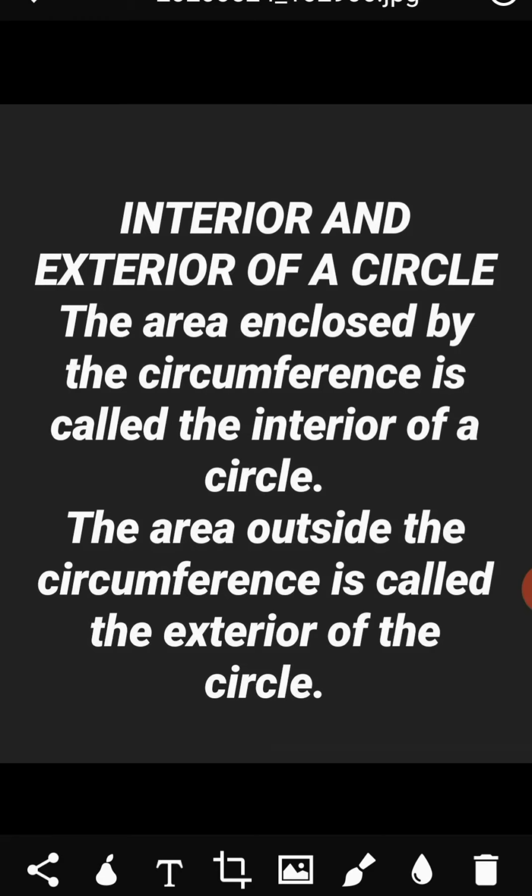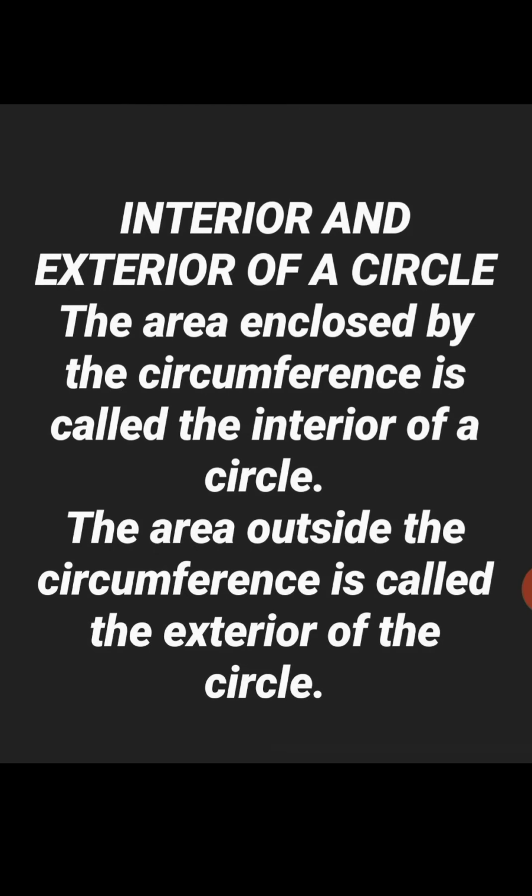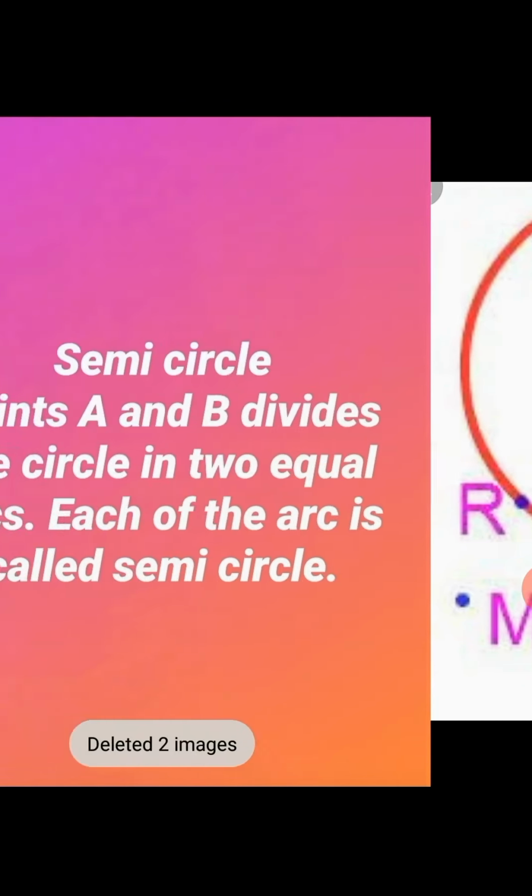So next is interior and exterior of the circle. What is interior part of circle? The area enclosed by the circumference is the interior of the circle and the area outside the circumference is the exterior of the circle. You can see here in that figure points D, O, X, P lie inside the circle. So that is the interior of the circle. See outside, B, A, M, N, these points lie outside the circle. So that is the exterior of the circle.